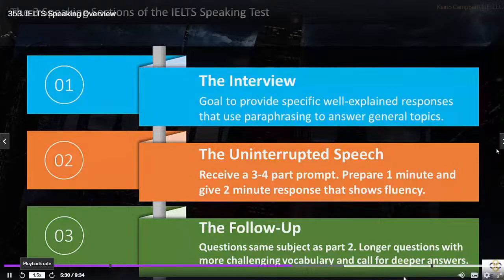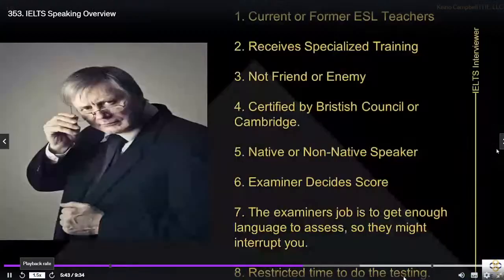Then part 3 is what we call the follow-up. The questions are the same subject as part number 2, but they're longer, more challenging, more complex. Now, let me give you a little bit more. This examiner is not your friend. They're not your enemy. They're there to do an evaluation. They are certified by the British Council or Cambridge. They can be a native speaker or a non-native speaker. The examiner will decide the score. Really important for you to understand that.